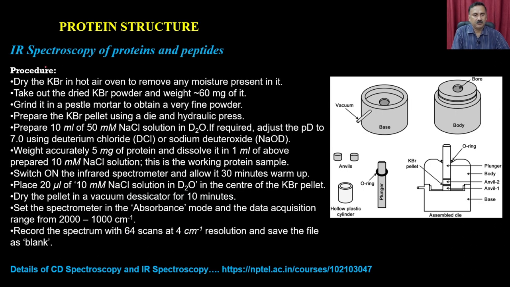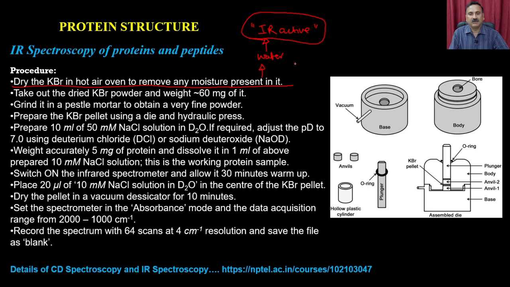And this is the procedure you are supposed to follow. These are the instruments you require. You dry the KBr in a hot air oven to remove any moisture. Remember that water is very much IR active. If water is present, it will reduce the signal and may mask some of the signal. That is why the water has to be removed, and that is why we use KBr as the medium in which to prepare the sample, because KBr is an IR inactive molecule.